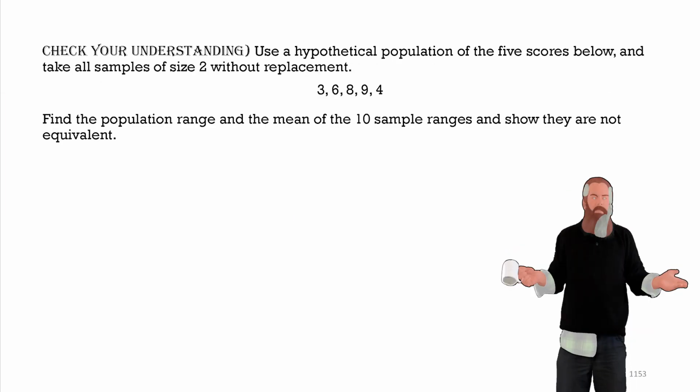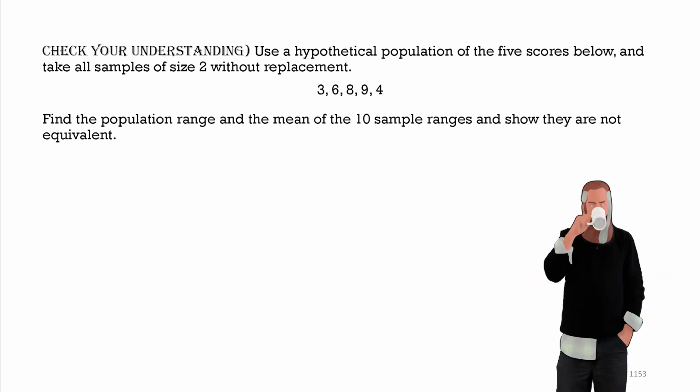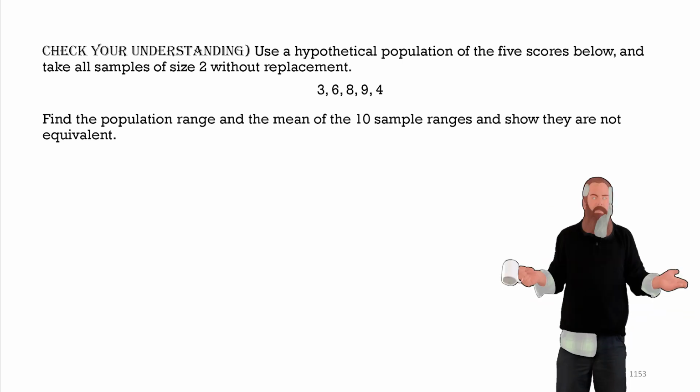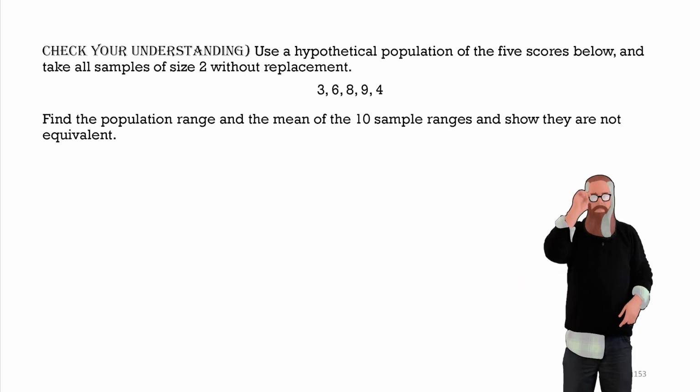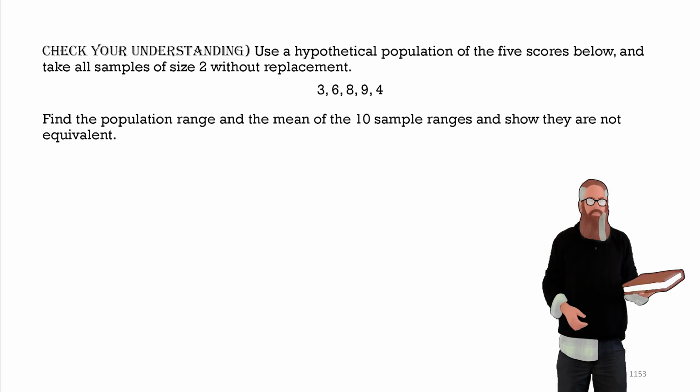Let's check your understanding. Use a hypothetical population of 5 scores below and take a sample size of 2 without replacement. Find the population range and the mean of the 10 sample ranges and show they're not equivalent. The mean of the sample range is 3.2 and the population range is 6.